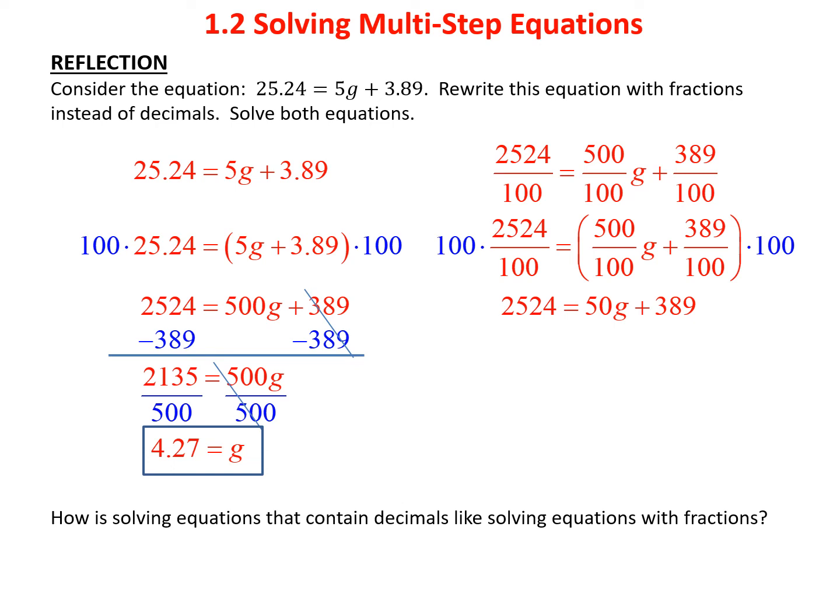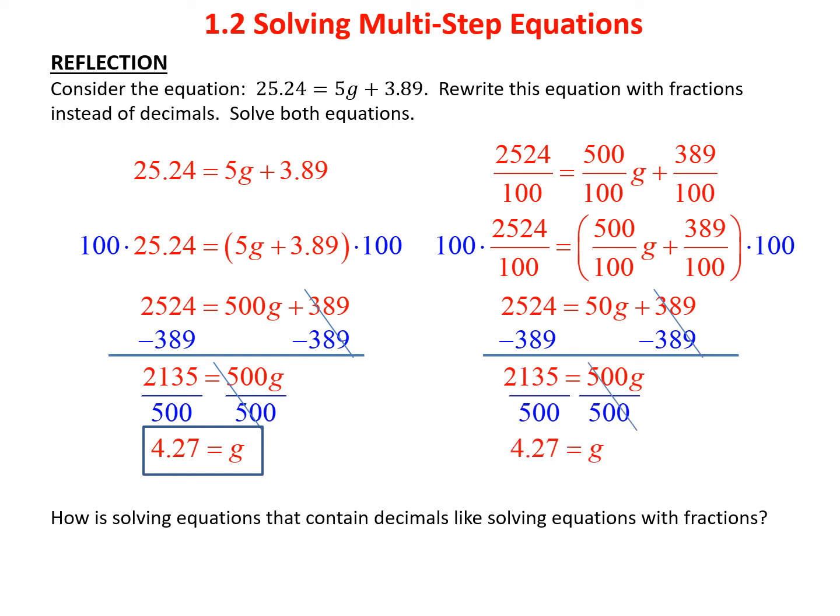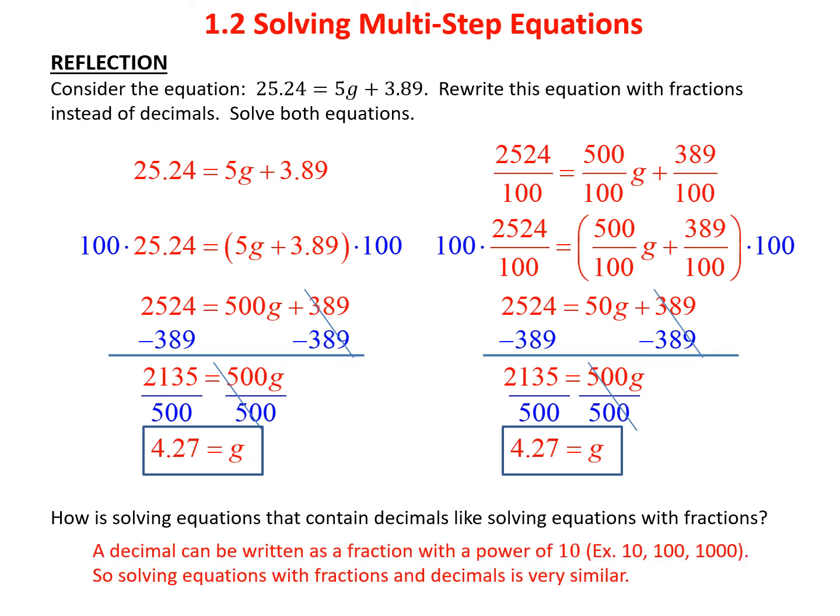2,524 equals 50g plus 389. So now we're going to solve it the same way. Notice when we multiply by 100, when we're getting rid of a decimal, we're almost doing the same thing as if we had just written it in fractions to begin with. So you can see they're very much similar. A decimal can be written as a fraction with a power of 10. So solving equations with decimals is very similar.